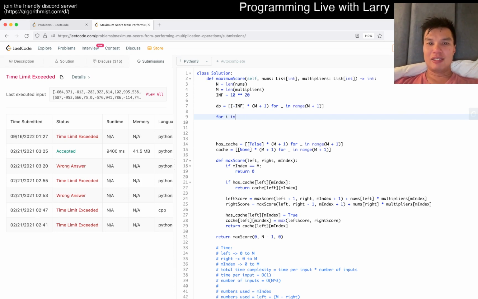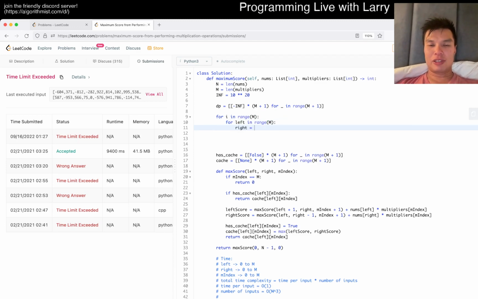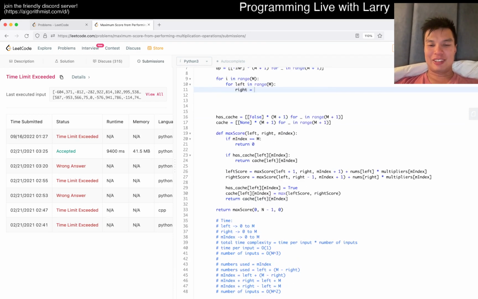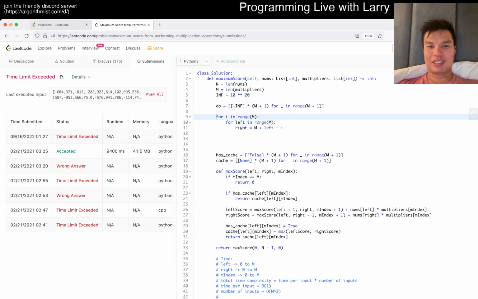Let's just say i in range of m maybe, and then here also m, or m plus, no, just m. Okay, and then right is equal to, as we said, what did we say? Right is equal to m plus left minus m index, which is i. Let's actually, for consistency's sake, call it m index.